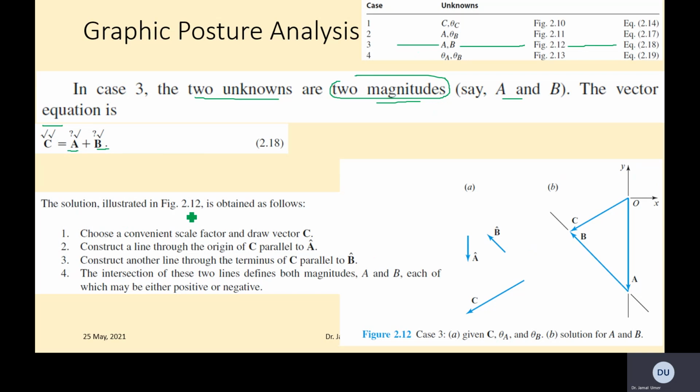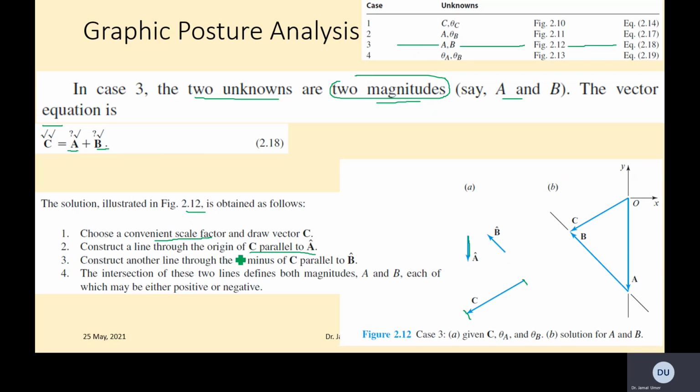So the solution illustrated in figure 2.12 is obtained as follows. Choose a convenient scale factor and draw vector C. We know direction and magnitude for vector C, right? So we already know that one, so you draw that one. Construct a line through the origin of C parallel to A. For vector A, we know the direction, and for B as well, we know.